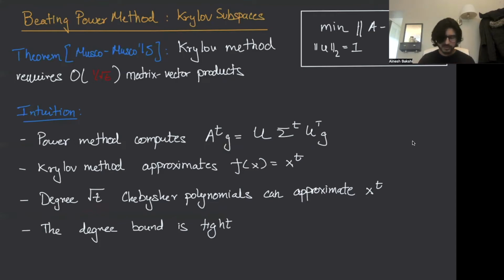Further, if you restrict yourself to the class of Chebyshev polynomials, which are the best approximating polynomials, then this degree bound is tight. So in other words, if you do try to approximate x^t using any low degree polynomial approximation, you have to pay this square root of t factor.